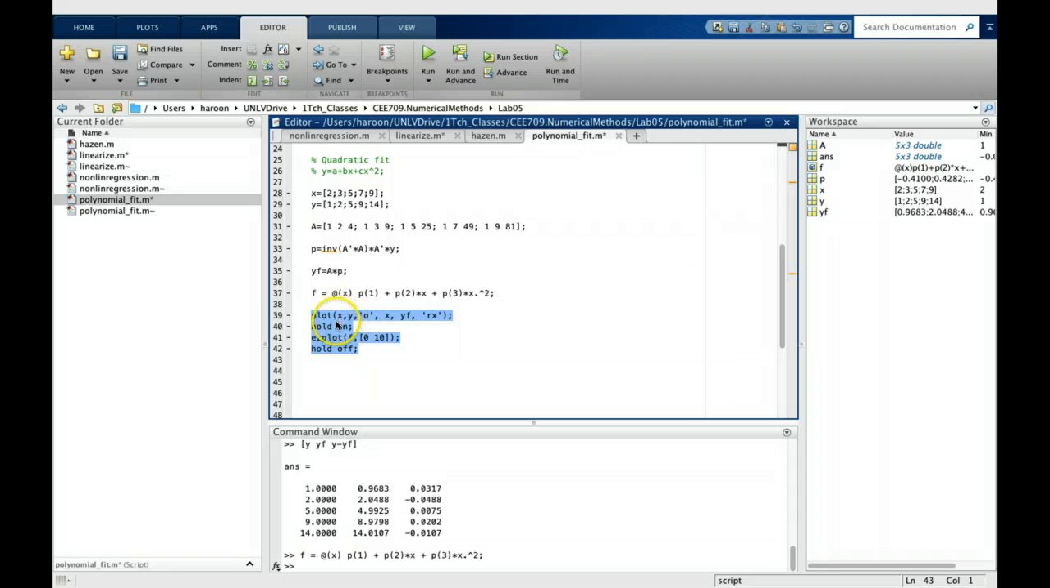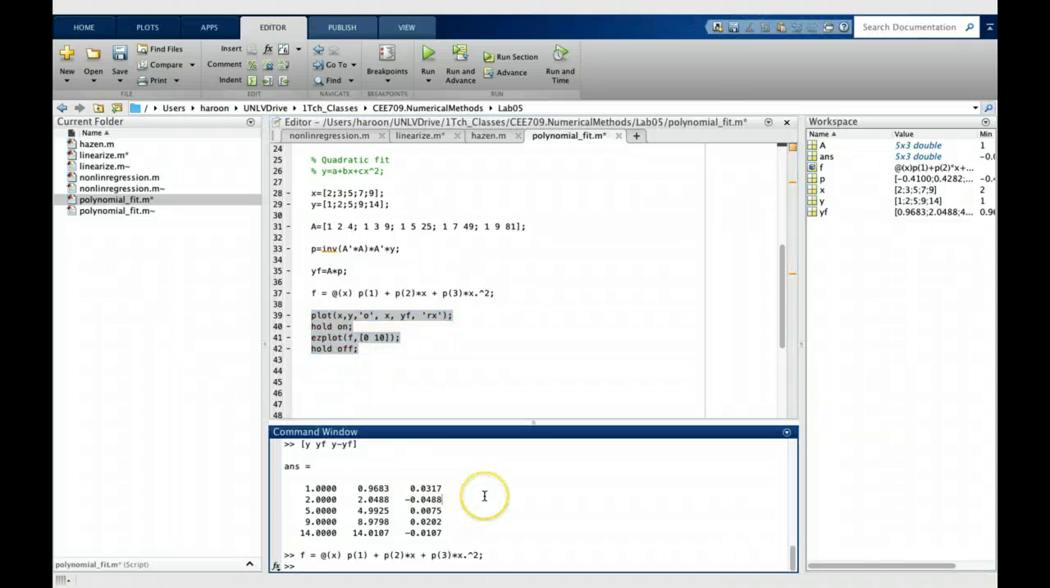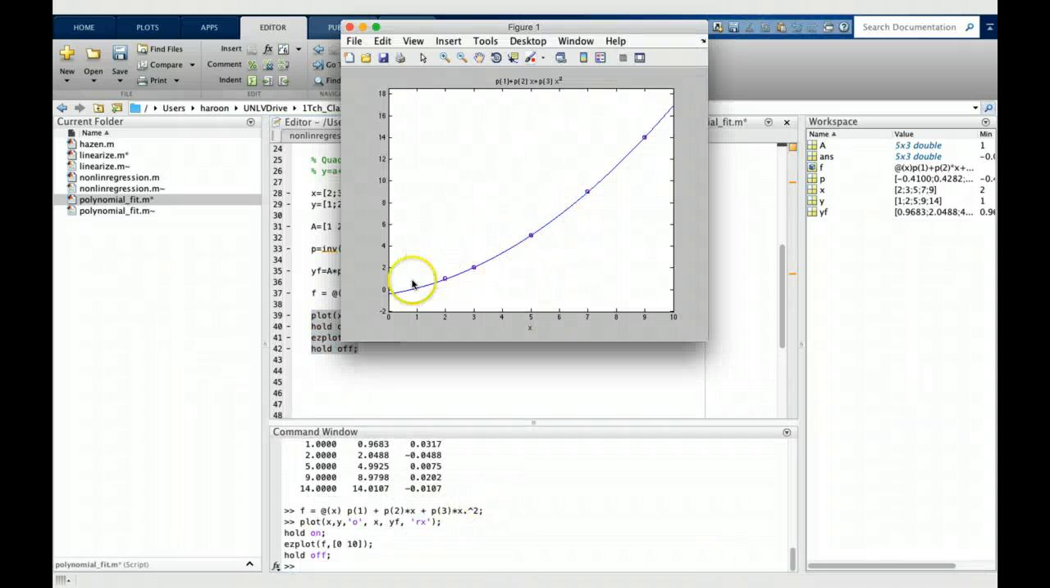So we have the plot of the observations, plot of the fit. So these blue circles are our observations, red X's are the model fit, and then it will be shown on top with a curve, which is our function f. And here you can see how this process has fit a quadratic line through the data points.